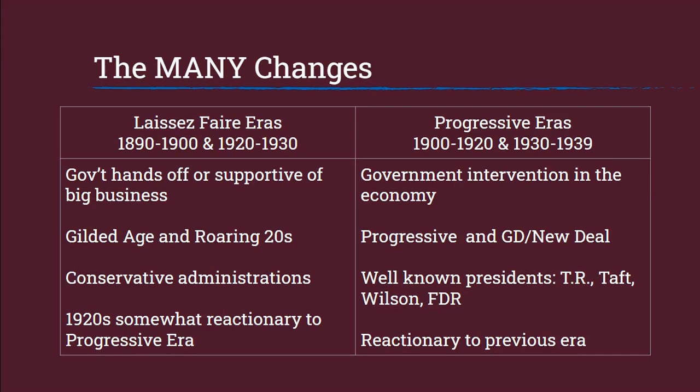Speaking of which, that is the other eras on the left, from 1900 to 1920 and 1930 to 1939. These time periods are characterized by government intervention in the economy, so the opposite of laissez-faire. The first time period is known as Progressive Era, and the second is the Great Depression and New Deal time period. There are some very well-known progressive presidents during these eras, including Teddy Roosevelt, Taft, Woodrow Wilson, and Franklin Delano Roosevelt. These eras were reactions to the problems from the laissez-faire time periods.